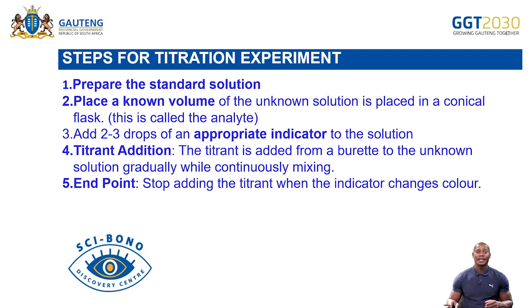Place a known volume of an unknown solution in a conical flask. This is called the analyte. Add 2 to 3 drops of a suitable indicator to the solution. Then the titrant addition: the titrant is added from a burette to the unknown solution gradually while continuously mixing. Then the endpoint: stop adding the titrant when the indicator changes color.